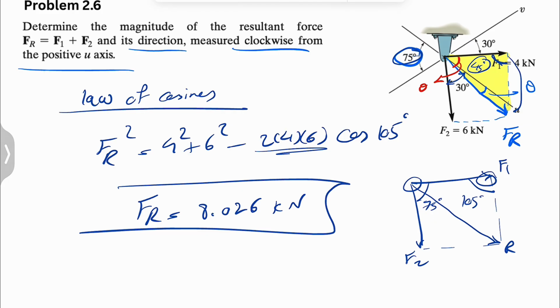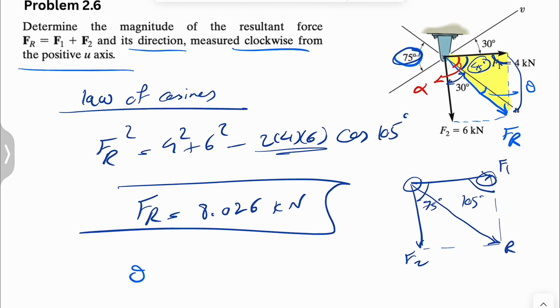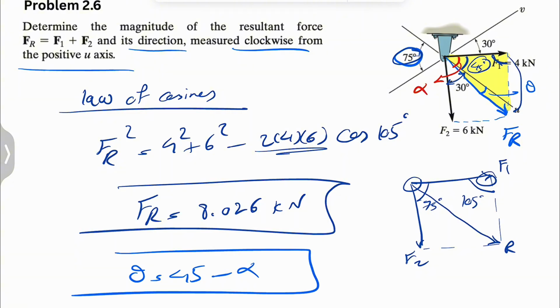I'm just going to clean up. So we figured that the angle between F1 and u is 45 degrees. The angle that we are looking for, I just remembered that we called that one theta, so let's call this one alpha. What we are trying to figure out is actually theta. So theta would be basically 45 minus alpha. And the question asks us for theta, not alpha. So how do we find alpha?